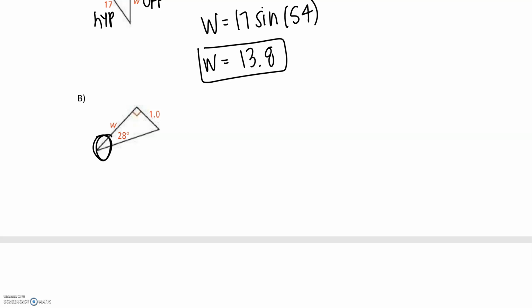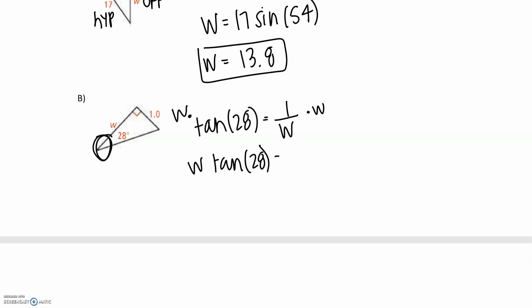Okay, and our next one, we have this angle right here is 28, and we have our opposite and we have our adjacent. So if we use our SOHCAHTOA, that means we're going to use our tangent of that 28 equals 1 over W. So to solve for W here, we are going to multiply both sides by W, which leaves us with W tangent of 28 equals 1.